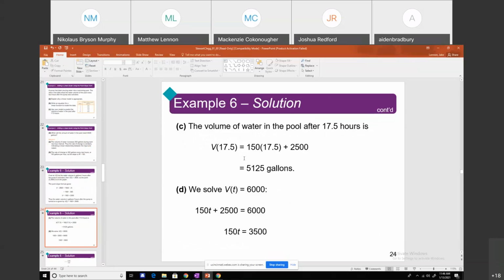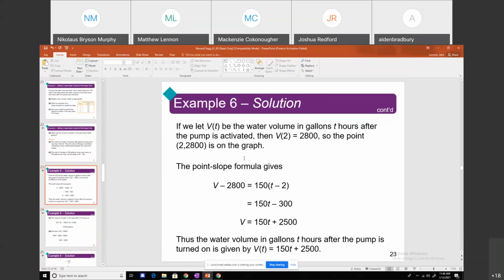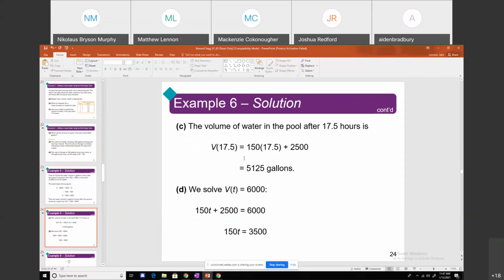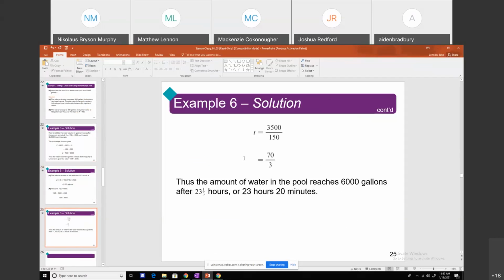For part D, they must ask after how long will there be 6,000 gallons? I missed that question. Oh, there it is at the top of slide 22. When will the amount of water in the pool reach 6,000 gallons? That's a y value. So you set y equal to 6,000 and then go ahead and solve for t. So that's what they do here. So they change the y to 6,000 and then you solve. That's a two-step process. Subtract 2,500 on both sides. So that's why we have 150t equals 3,500. And then we just divide by 150. So you get 70 over 3 is your answer. So 23 1/3 hours.